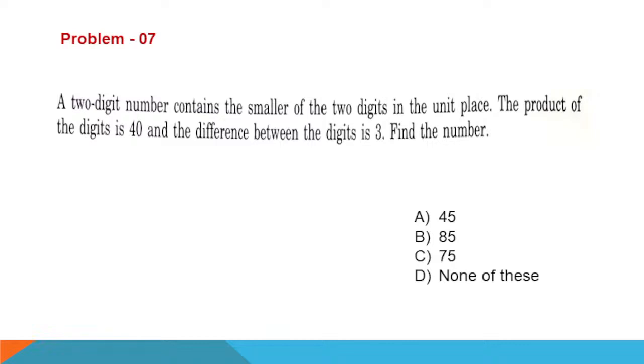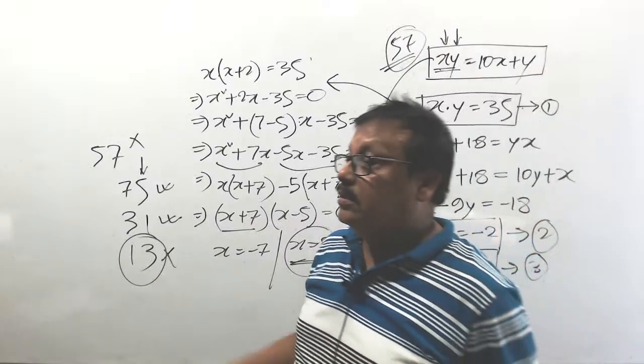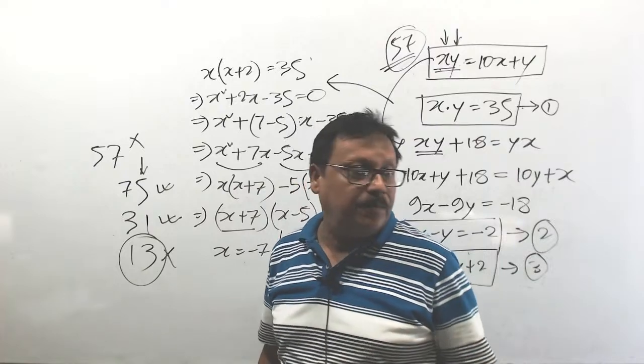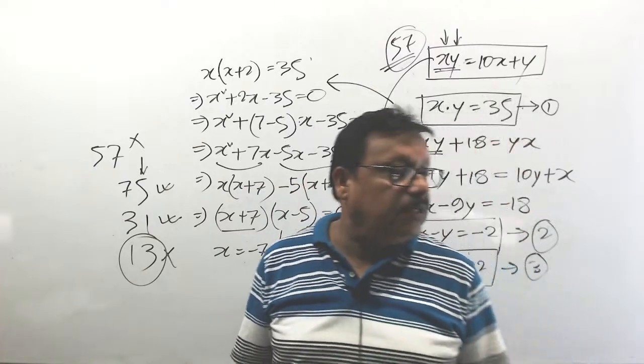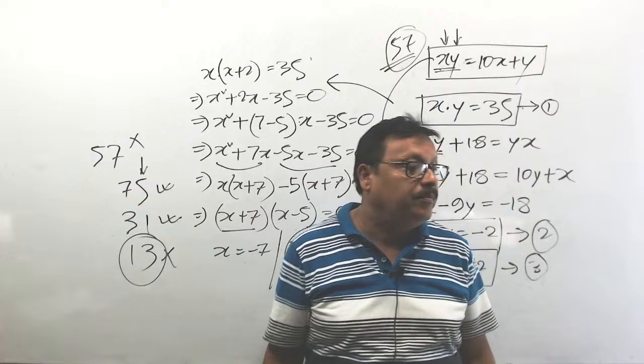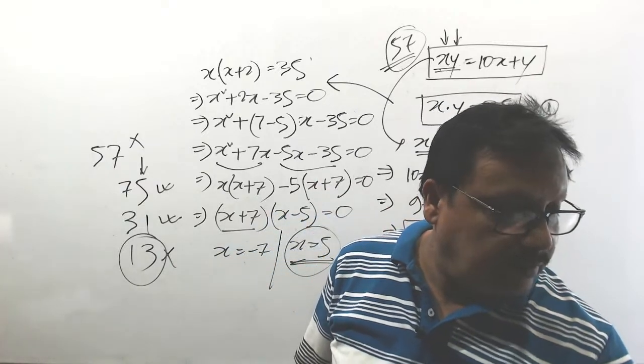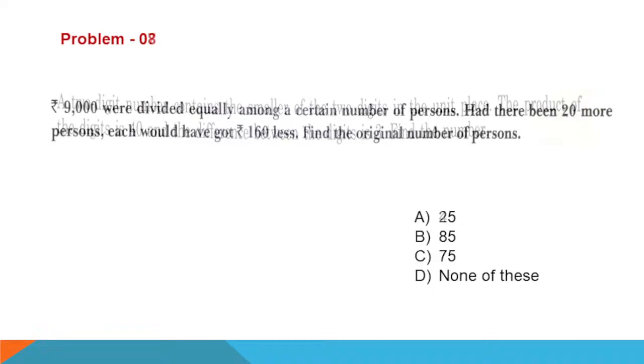The product of the digits is 40 and the difference between the digits is 3. Find the number. Just like this, you will complete. Anurupa, complete it and tell me the answer. Okay, I am going to the next one.